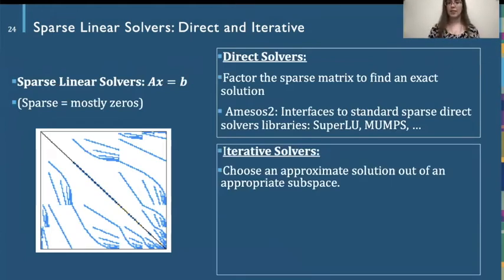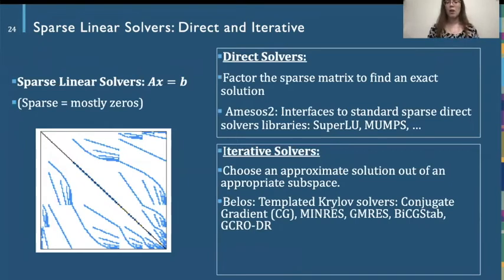Iterative solvers, on the other hand, choose an approximate solution out of an appropriate subspace, usually a Krylov subspace. Belos, the linear solvers library, works with templated Krylov solvers. It includes the conjugate gradient method, MINRES, GMRES, BiCGStab, or for sequences of linear systems, GCRODR. I personally work on the development of the Belos linear solvers library, and I would be happy to consult with application codes on which solver would be best for your application and what settings to use.